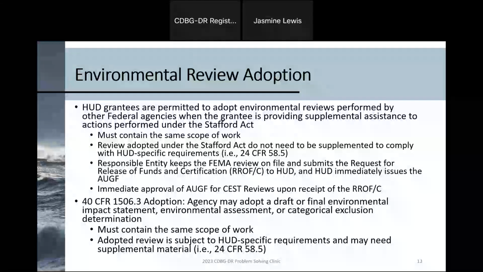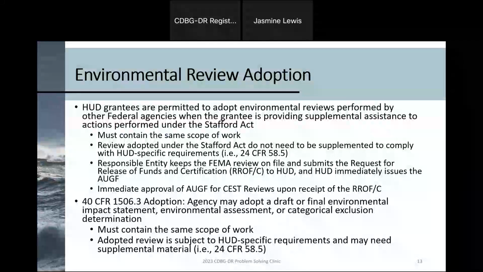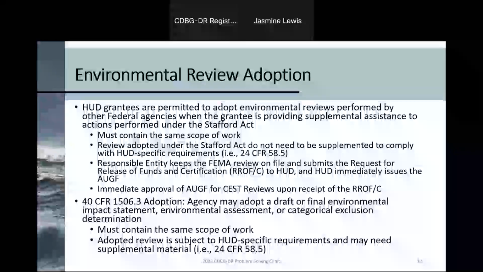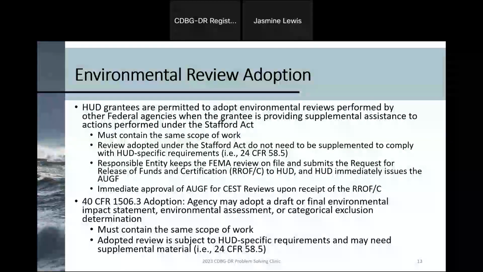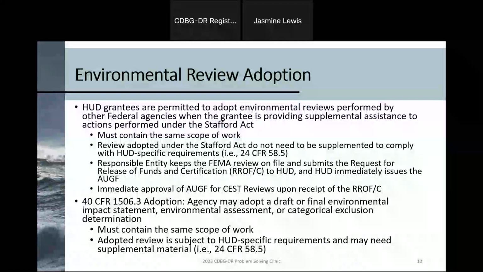However, the big difference here is when it comes to further supplementing that environmental review. You don't have the bypass that you have in the Stafford Act. Here you actually have to further supplement the environmental review record with HUD's specific requirements found in 24 CFR 58.5. However, you still have a vast majority of the environmental review record already complete, and you're able to really get things moving.